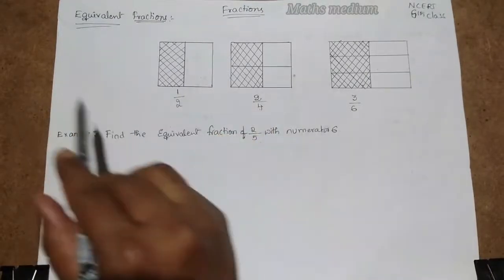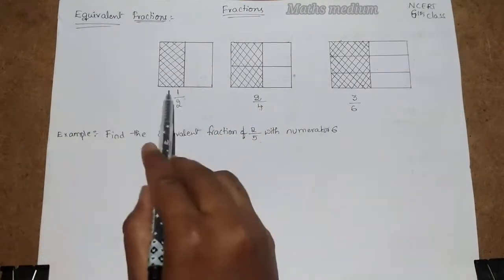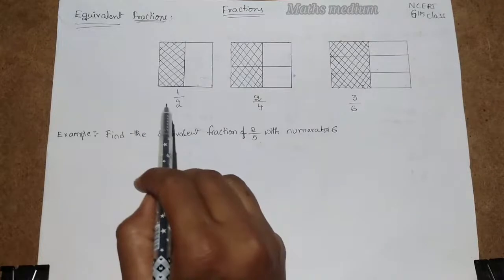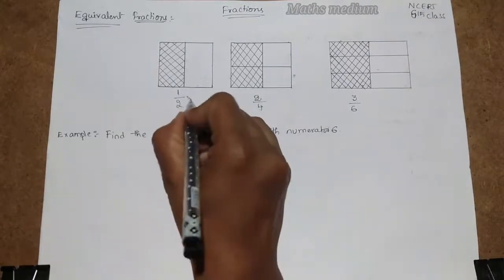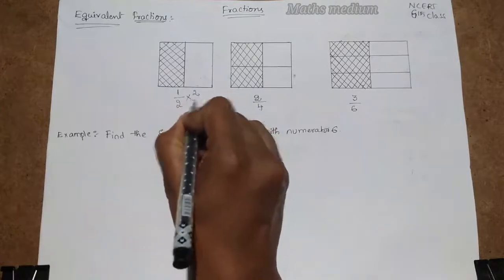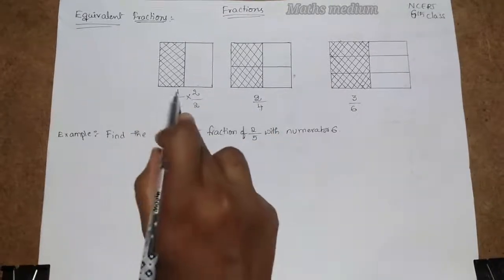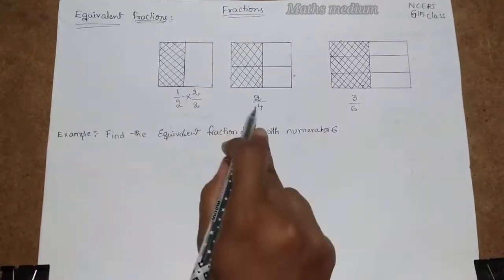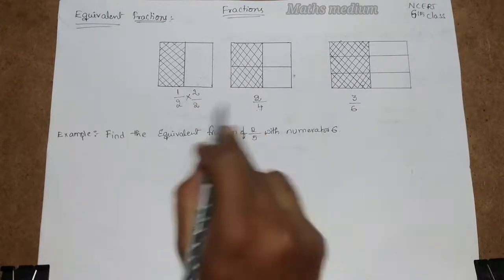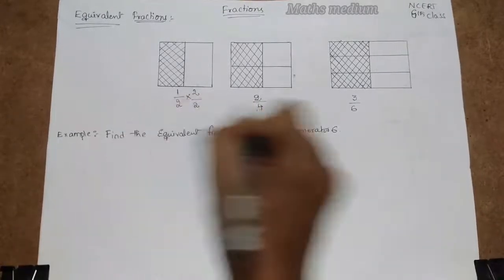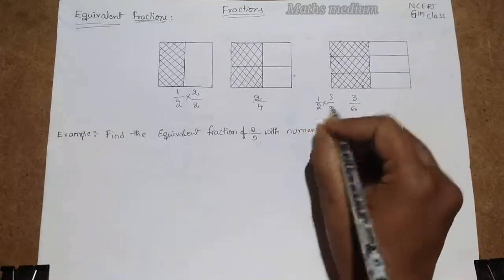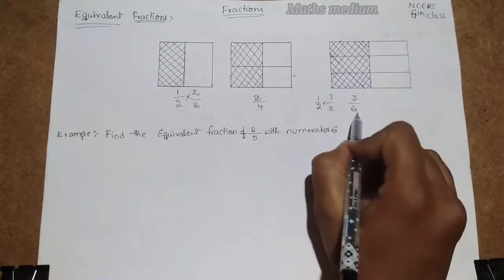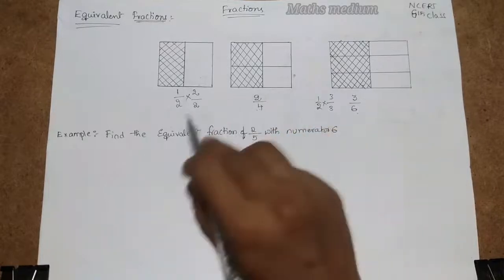Equivalent fraction is nothing but you multiply both numerator and denominator with the same number, then you will get another fraction equal to that. For example, see here I am multiplying the numerator with 2 and the denominator with 2. We get 2 ones are 2, 2 twos are 4. Right? So if you multiply this 1 by 2 into 3 by 3, 3 ones are 3, 3 twos are 6, right? So I hope you understand this.